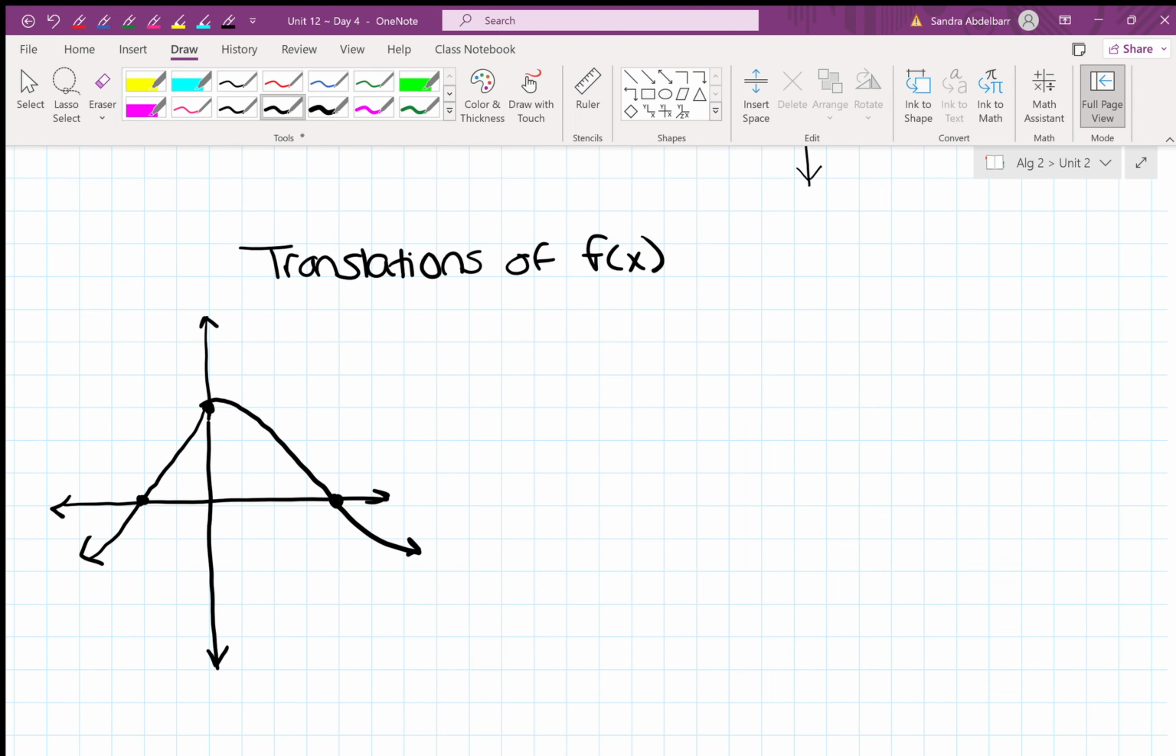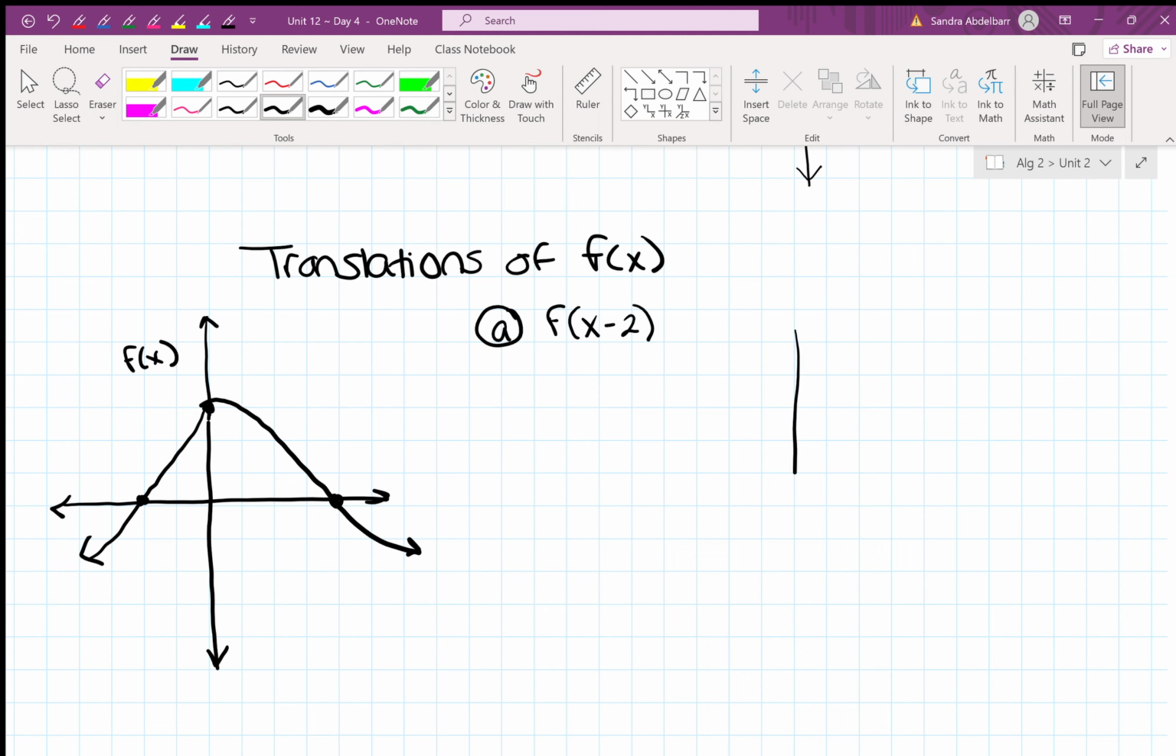So this is our f of x. This is just our random function. It's nothing specific. And now I want us to translate it all different ways. The first way I want us to translate it is f of x minus 2. We're following the same translations that we do for the parabola.